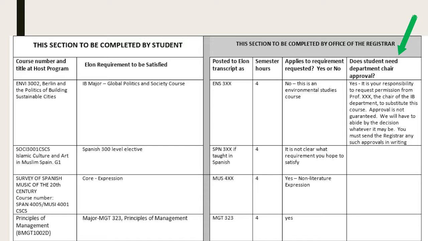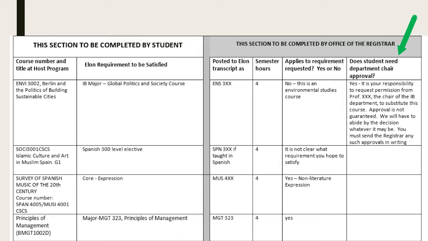The first 2 columns are the answer to the first question that I'm giving you. How is this course going to be listed on your Elon transcript? So subject and course number and credit hours. When you see course numbers with an XX, like 3XX and 4XX that are listed here, that means that course does not match exactly a course that Elon teaches, but it will transfer as an elective in that subject. So that means elective in that subject.